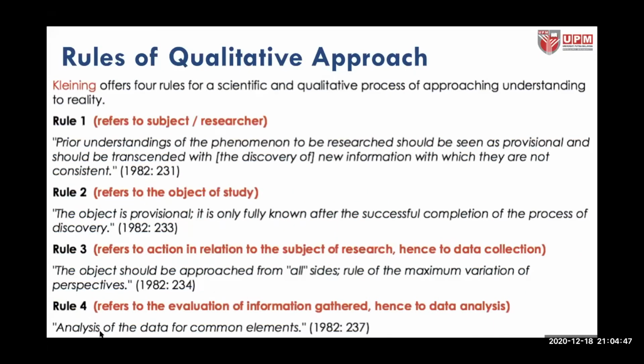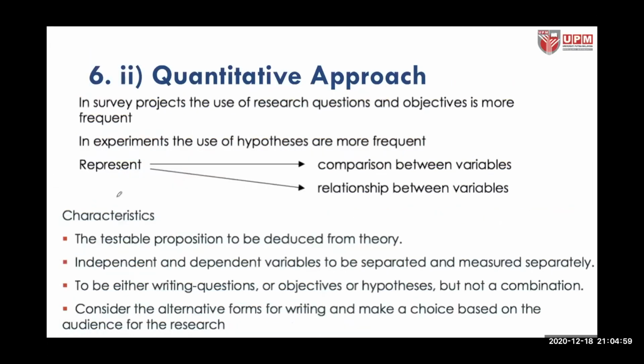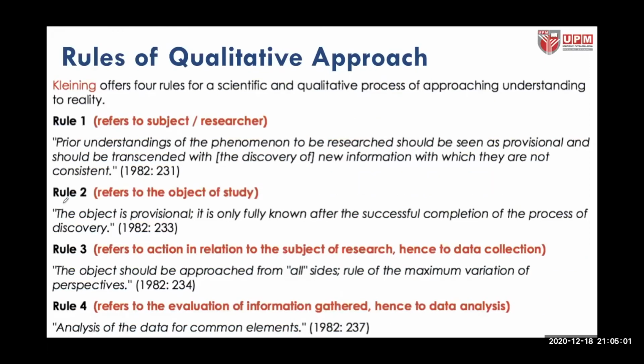In terms of the rules, Cleaning offers 4 rules for a scientific and qualitative process of approaching an understanding of reality. Rule number 1 refers to the subject or the researcher. Prior understanding of the phenomenon to be researched should be seen as provisional and should be transcended with the discovery of new information with which it is not consistent.